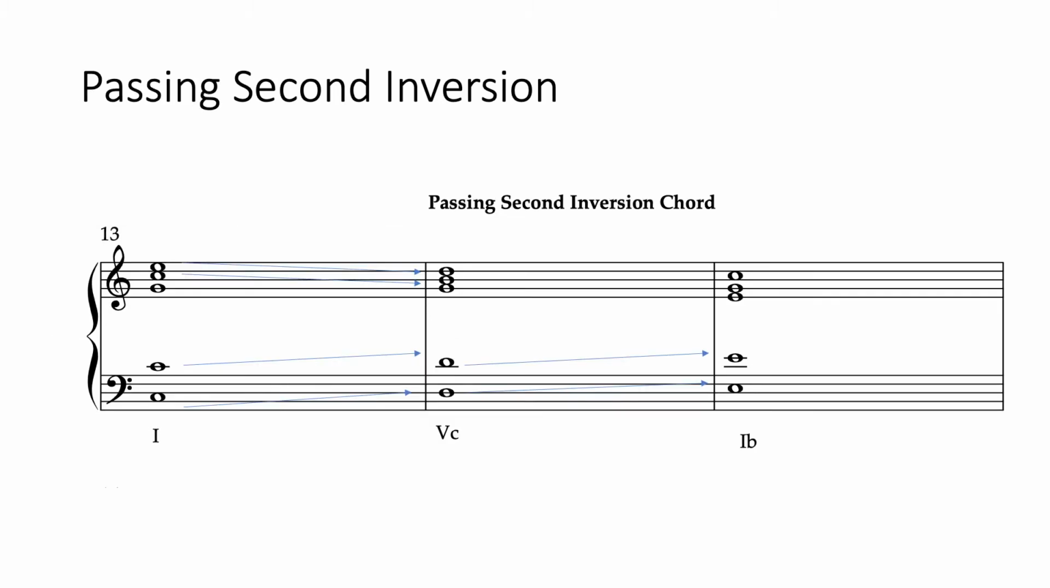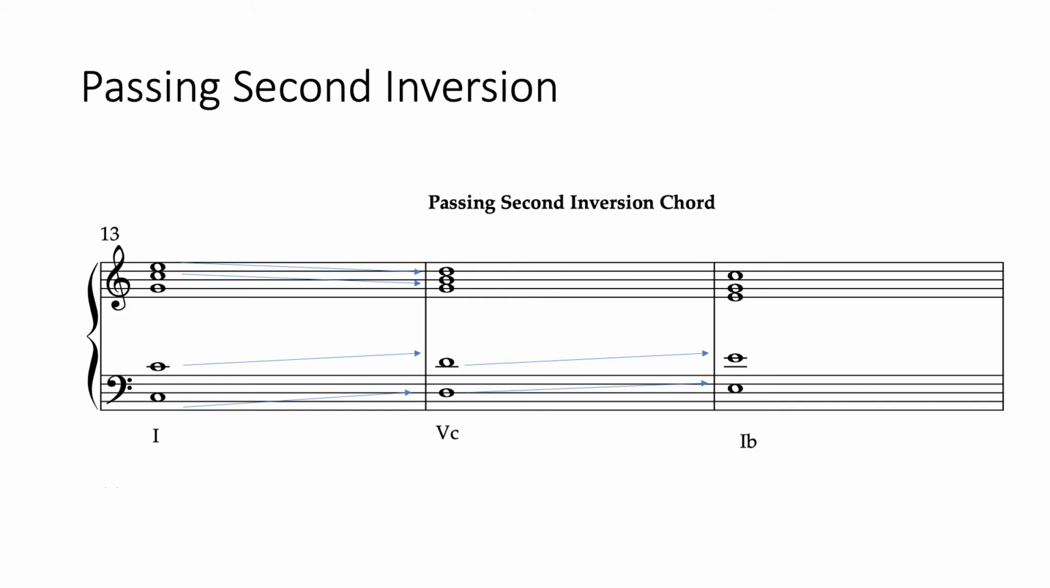And we might also see a passing second inversion chord. So here, we've got a second inversion chord in the second bar of that extract. And I'll just play it through for you. So here we can see that the bass moves by step. The bass goes C, D, E. And the chord progression on top goes from chord 1, 5 in second inversion, 5C, and then to chord 1 again.